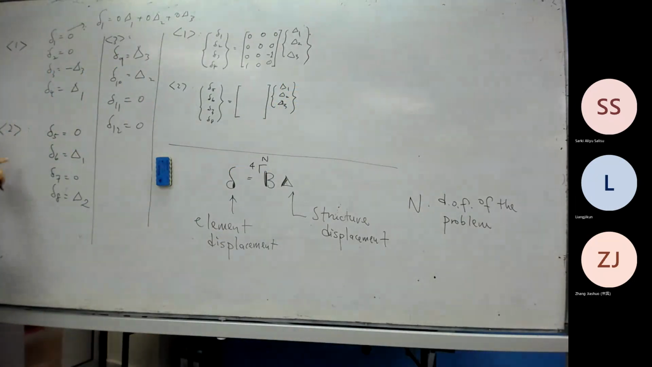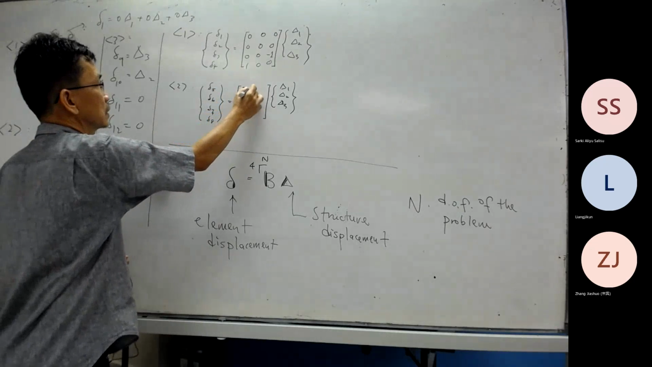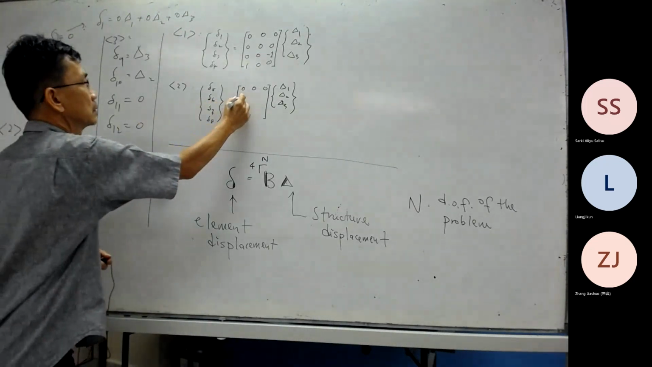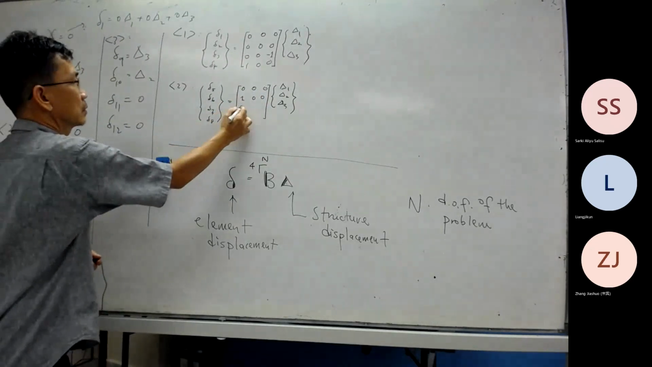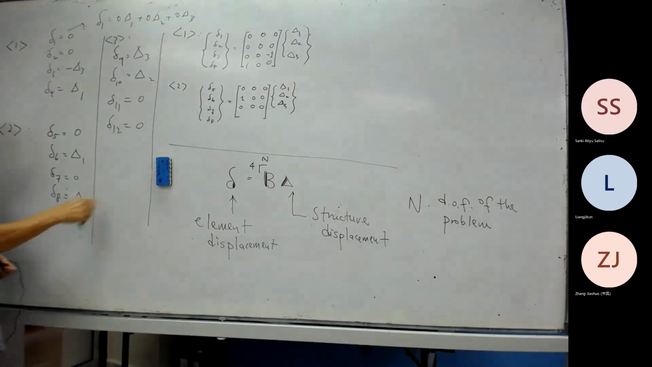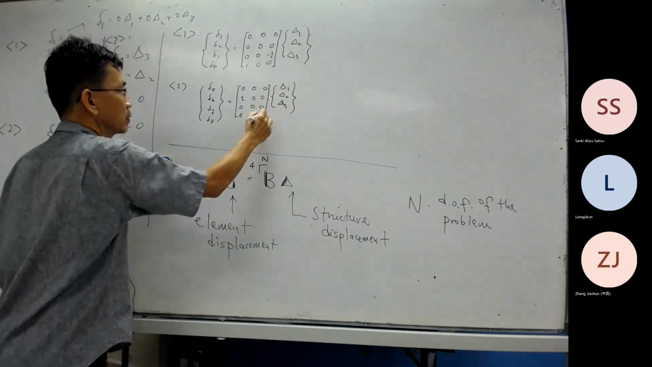So how to get the B matrix? Look at element 2. So delta 5 is 0, nothing to do with it, so it's 0, 0, 0. Delta 6 is delta 1, so it becomes 1, 0, 0. Then delta 7 is 0, so again 0, 0, 0. Then delta 8 is delta 2, so it becomes 0 for delta 1, 1 for delta 2, 0 for delta 3.